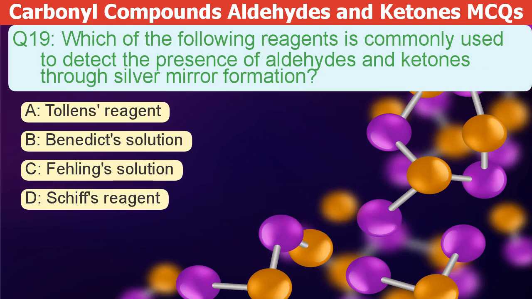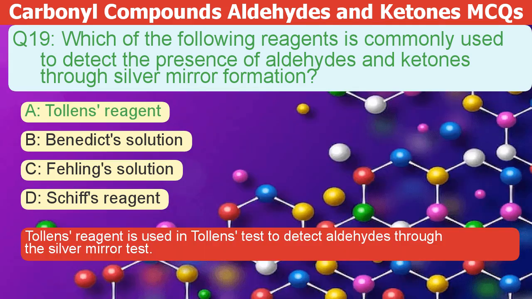Which of the following reagents is commonly used to detect aldehydes and ketones through silver mirror formation? A. Tollens reagent. B. Benedict solution. C. Fehling solution. D. Schiff's reagent. The correct answer is A. Tollens reagent is used in the Tollens test to detect aldehydes through the silver mirror test.